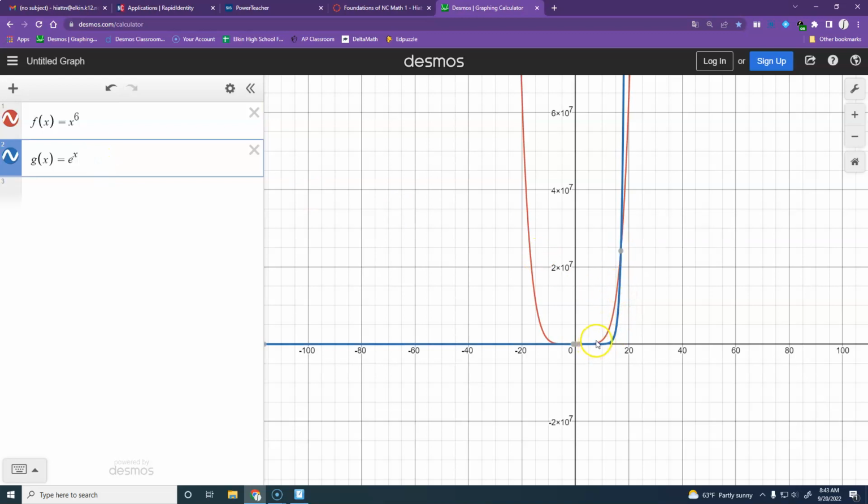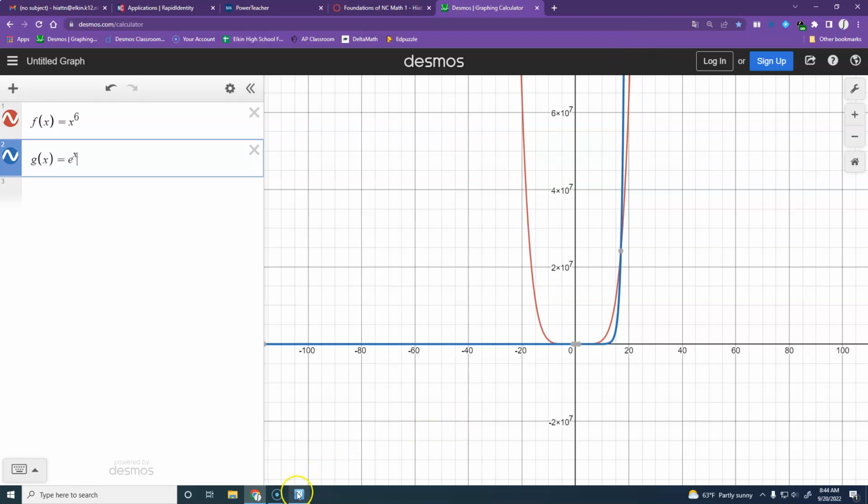So right here, if you're just zoomed in normal, it looks like x to the 6th is much bigger than e to the x, right? But e to the x is exponential. And exponentials are always going to eventually overtake x to any power. You'll have to go way out a lot of times for that to happen. But this e to the x is going to eventually grow a lot faster than the x to the 6th.